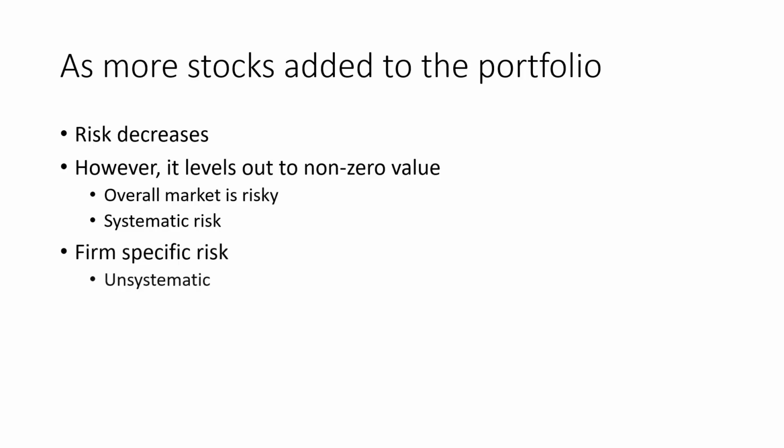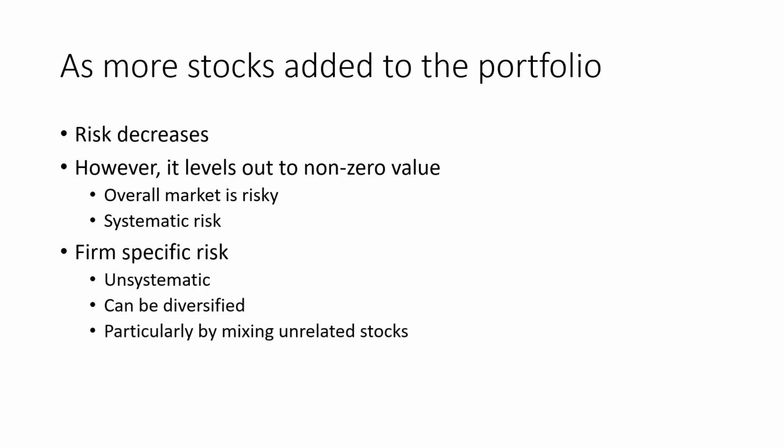The firm-specific risk is called unsystematic risk, and it can be diversified, particularly by mixing stocks that are not correlated with each other. For example, a technology stock like Microsoft mixed with an aviation stock which is pro-cyclical, such as Delta Airlines. They're uncorrelated, they're not really connected with each other. And so that's how we can create a diversified portfolio, by choosing good stocks from different sectors.